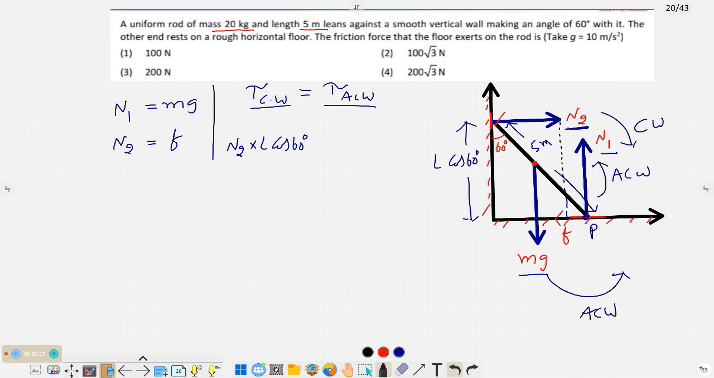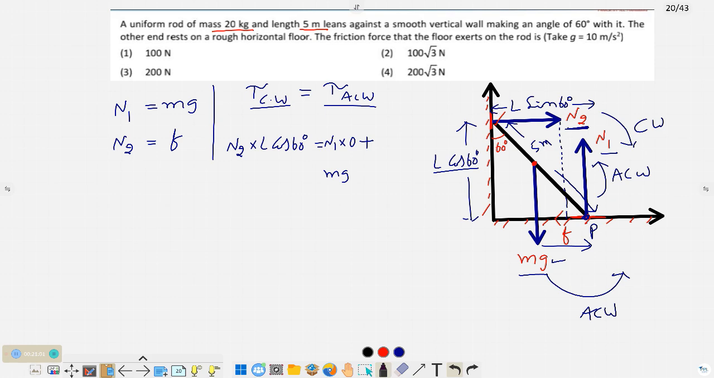There is no other clockwise torque, only one, and it is equal to the anti-clockwise torque. There are two anti-clockwise torques. One is N1. N1 is acting from the point P, so there is no perpendicular distance. That's why it is 0. So N1 into 0 plus, there is another force, that is mg, into perpendicular distance. What is the perpendicular distance? mg is acting like this from the point P. This is the perpendicular distance. Now I want this length. If you observe, this rod is making an angle 60 with respect to the components. This is L cos 60, which means this becomes L sin 60. From here to here.